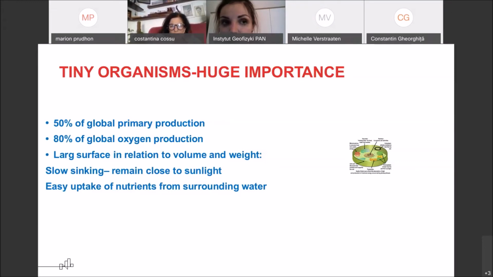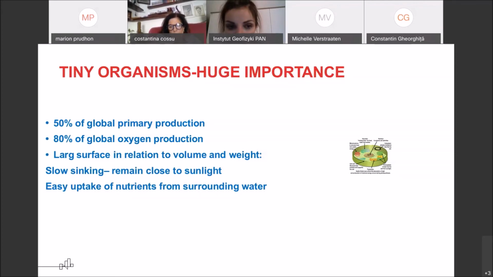So how is it possible? How is it possible that we have so many forests, so many land plants, we have jungles, and we have taiga, and well, taiga is not the best example, but in general we have so many big plants, and still those tiny organisms are responsible for 80% of global oxygen production. Well, the first thing is that there are a lot of them, really a lot of them.